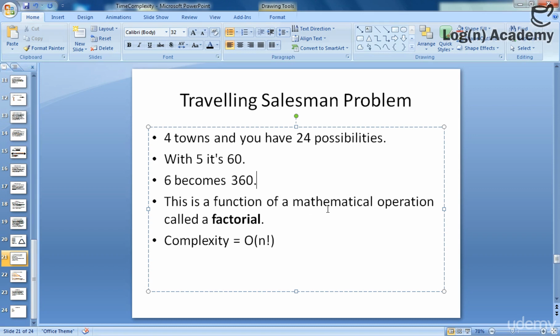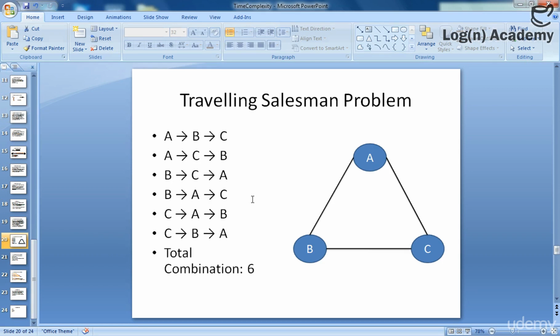So this mathematical operation is called factorial, right? And the complexity is n factorial. Here the input size is 3. If we have 4 towns, the input size is 4. If we have 5 towns, then the input size will be 5. As you are getting it, I'm increasing the input size.